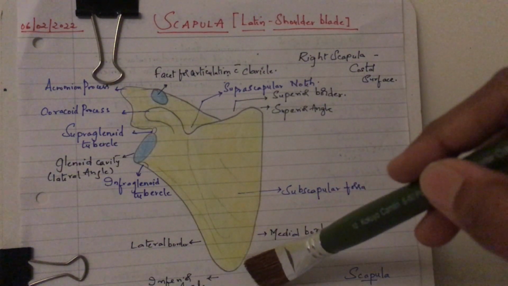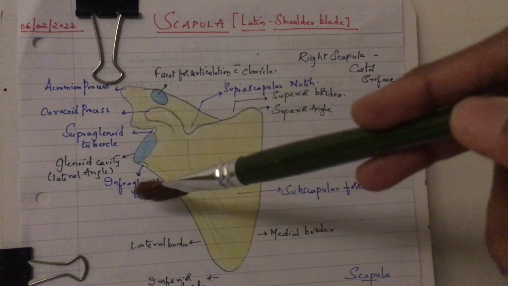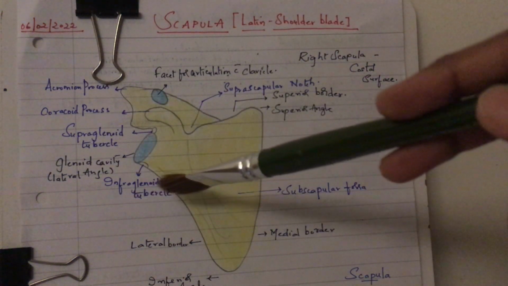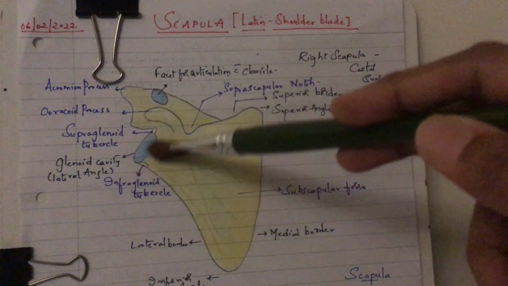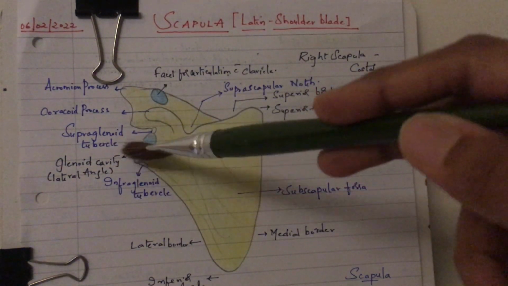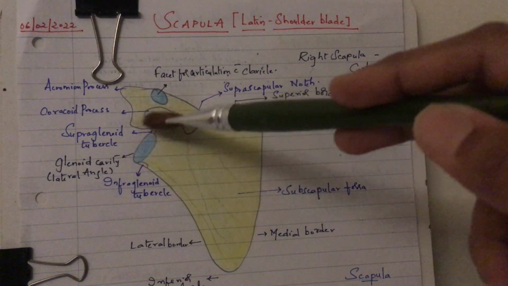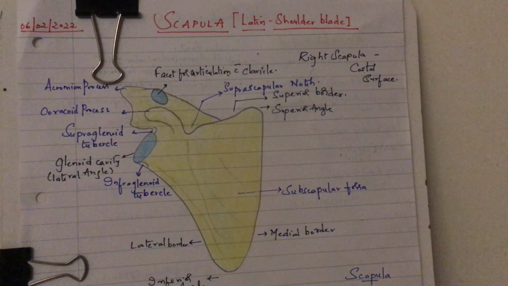latissimus dorsi muscle. Coming to the lateral angle, it's also called the glenoid angle, and it is broad. It bears the glenoid cavity or fossa, which is directed forwards. The one which you have to remember here is the supraglenoid tubercle. It is present above the glenoid cavity.